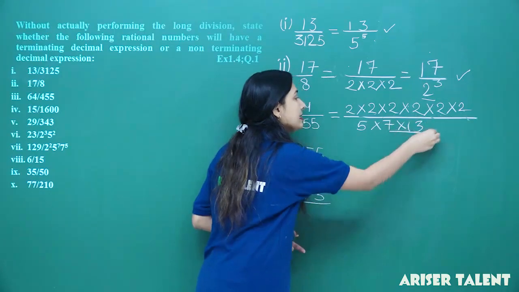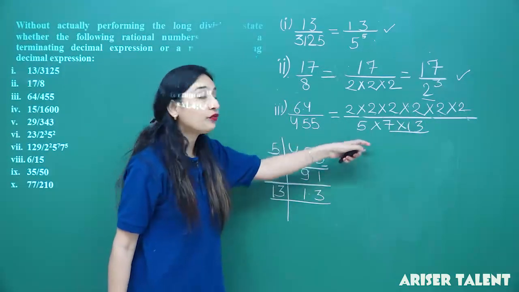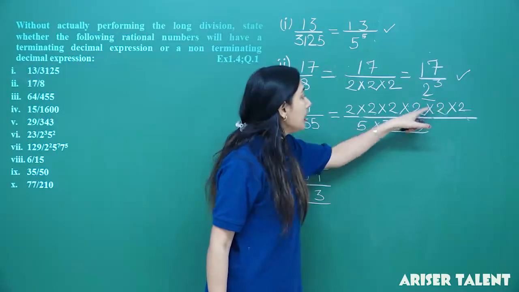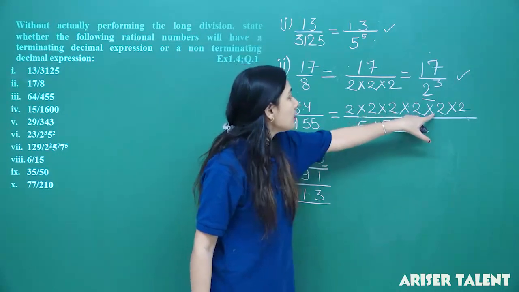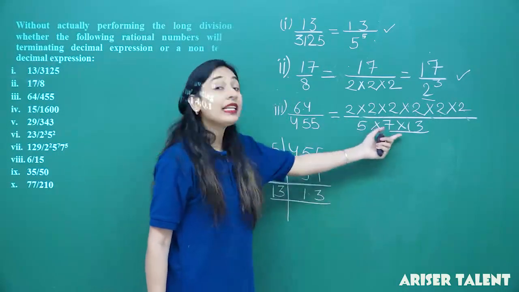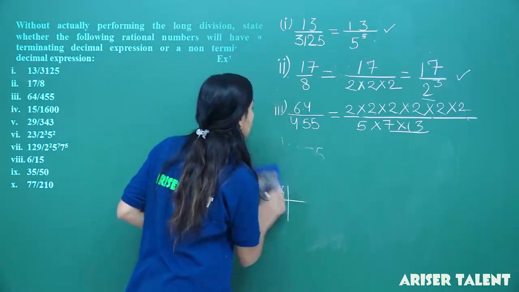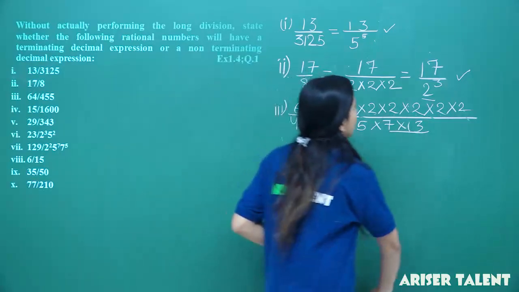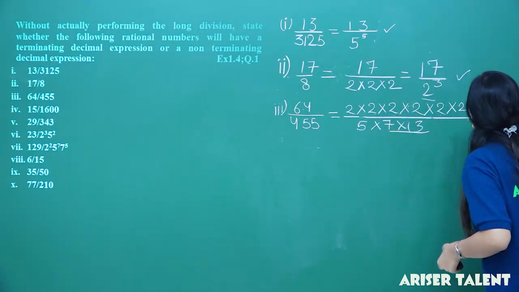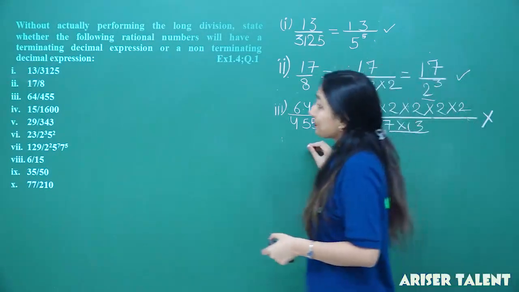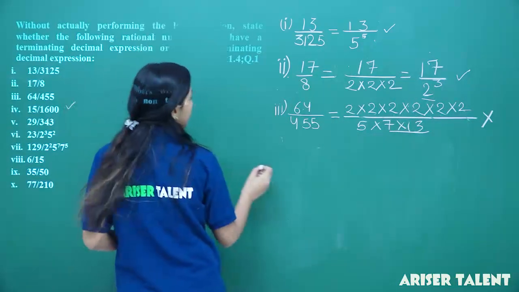Now we are having this 7 and 13 in addition to 5. Now look at here, can we cancel these terms with this? No, we can't cancel it. So it will remain like this only. So it is not terminating. Okay. Now this one, the fourth one.